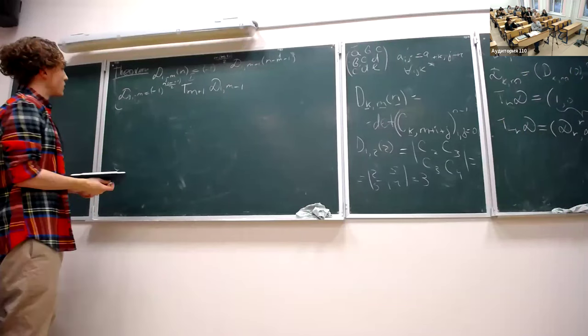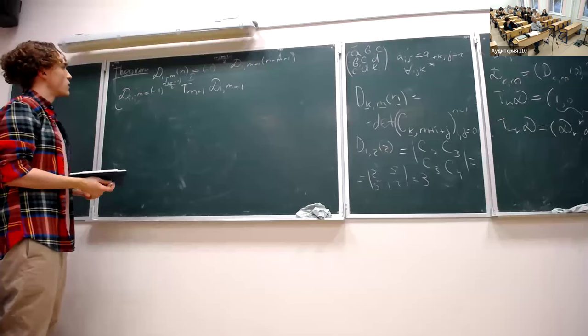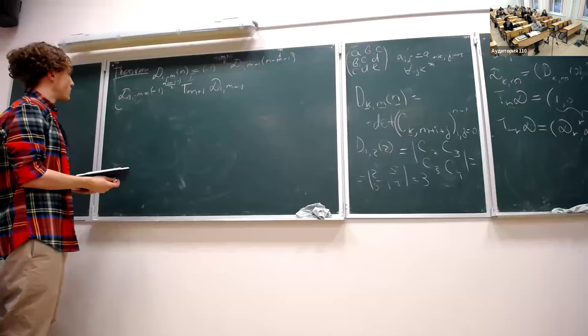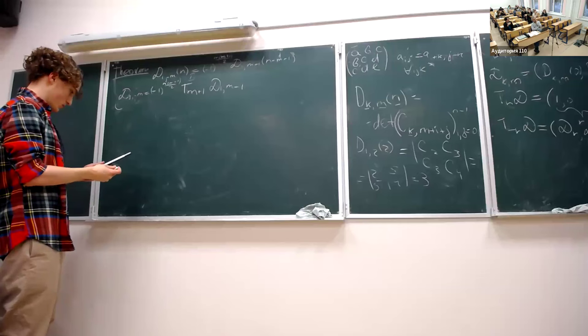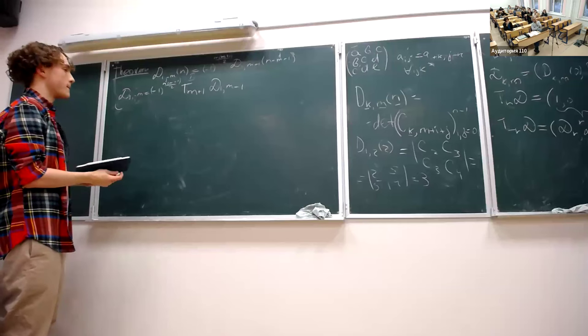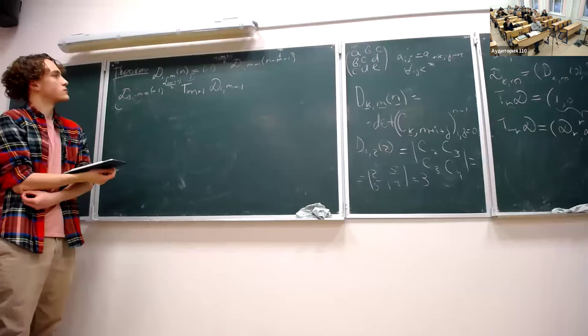If I'm right, then D1 minus M has positive index. And DM plus 1 has negative index. I suppose it is like this. So we didn't find DKM where M is negative.